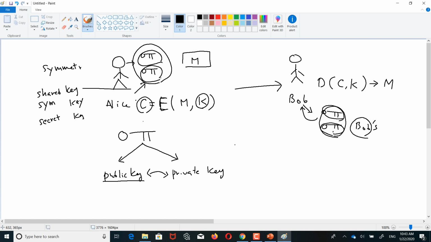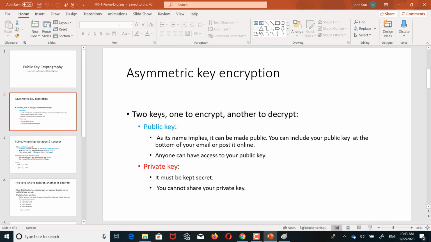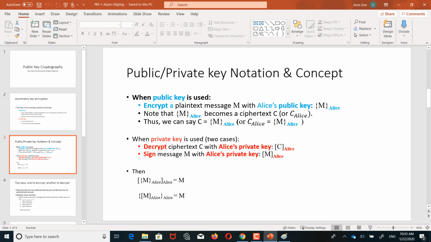So this is asymmetric algorithms, right? Asymmetric key, right? Okay, so that's the main difference between a symmetric key and asymmetric encryption, right? And now the notations. Okay, let's talk about notation.